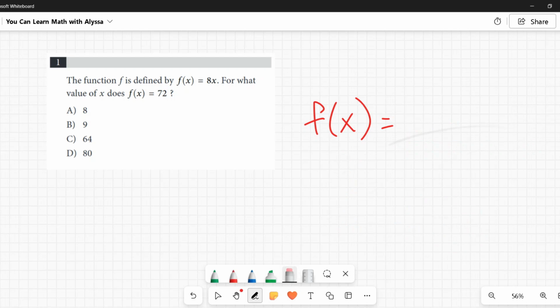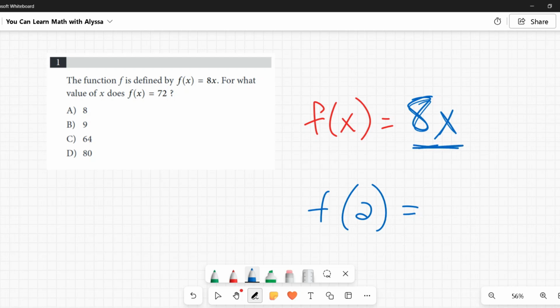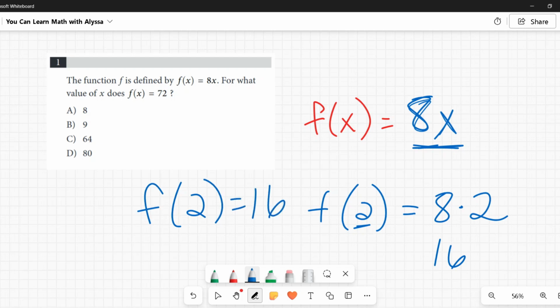So here, when we have f of x equals 8x, let's make that blue a little darker, make it more visible. F of x equals 8x. If they were to ask what is f of 2, then we would take this little part of the function, the 8x, and everywhere there's an x, in this case there's only one, we're going to replace it with that 2. So we get 8 times 2, or 16. So I would say that f of 2 equals 16.